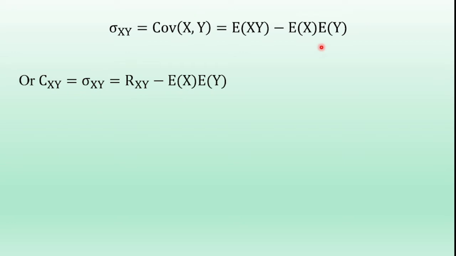We know that the correlation between two random variables is given by r suffix xy, which is equal to expectation of xy. So expectation of xy is the correlation between two random variables, denoted as r suffix xy. So the RHS of this equation is also written as sigma suffix xy is equal to rxy minus expectation of x, expectation of y.